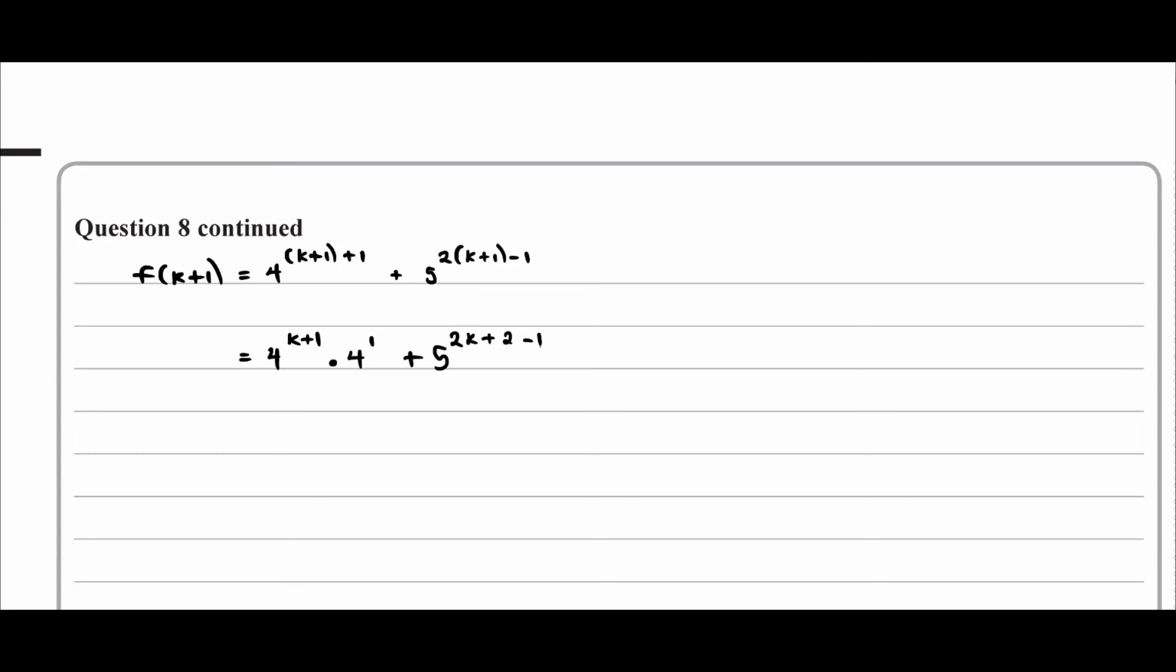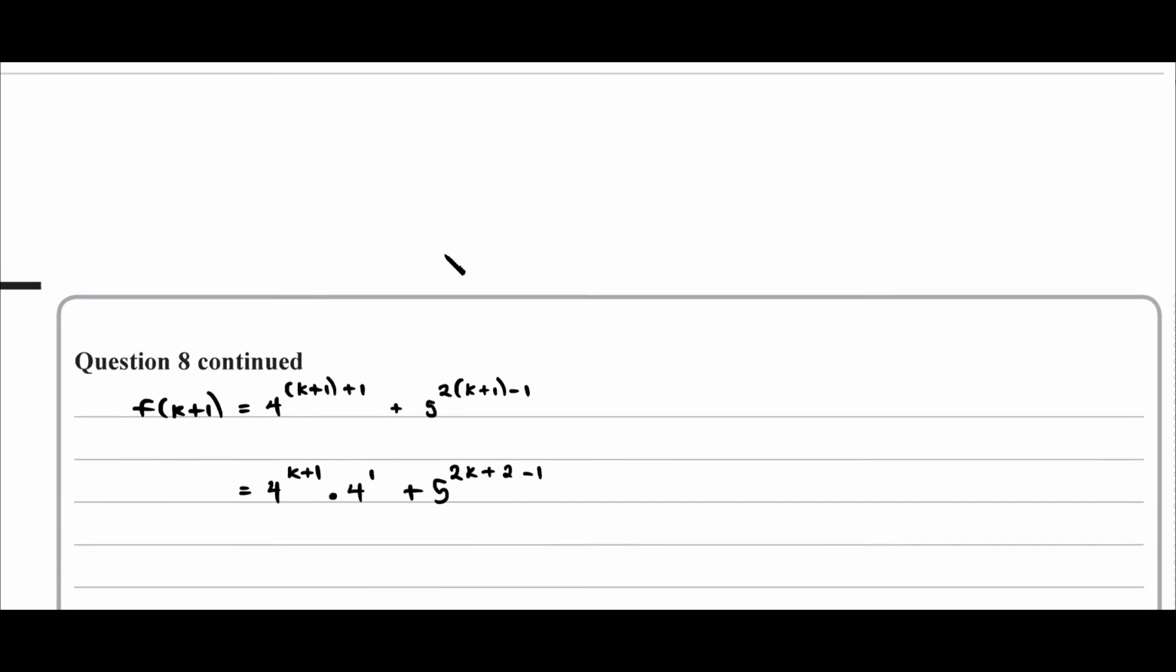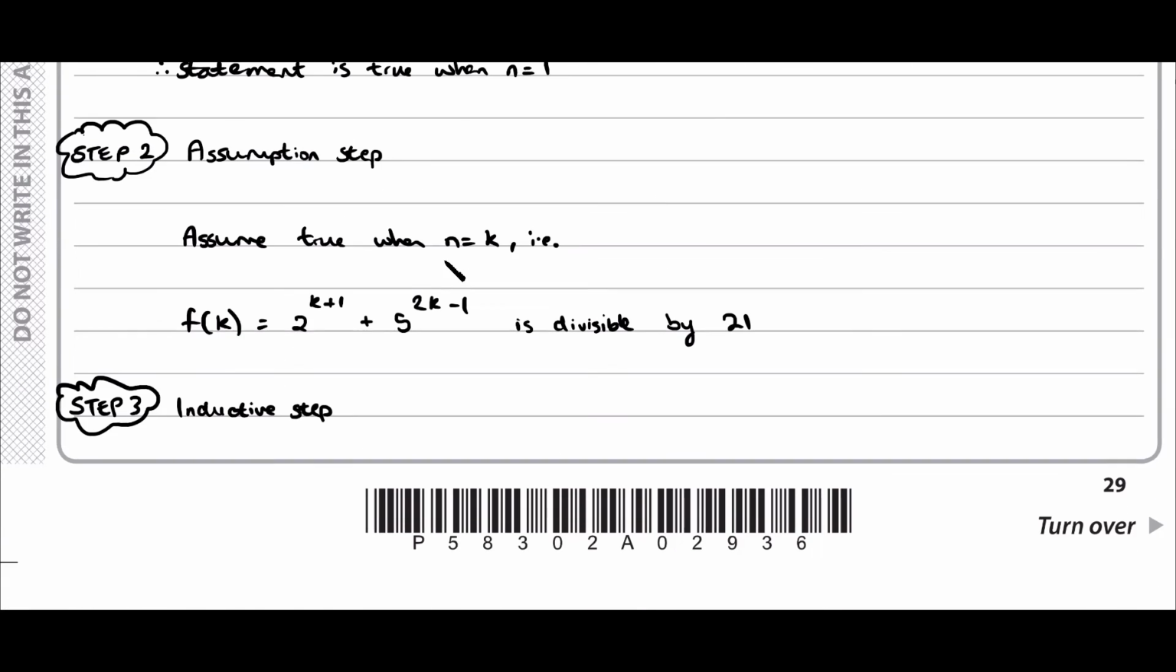And essentially what we want to do over here is, well, if you go back to what f of k is equal to, 4 to the power of k plus 1 plus 5 to the power of 2k minus 1. And somehow, with our inductive step, we want to show, firstly, that f of k plus 1 looks something similar to this.